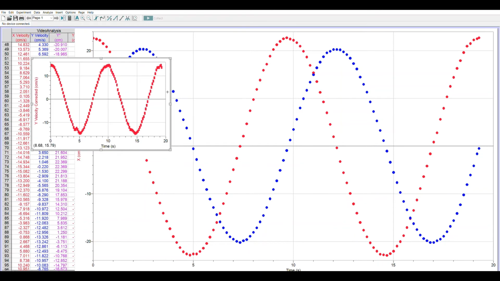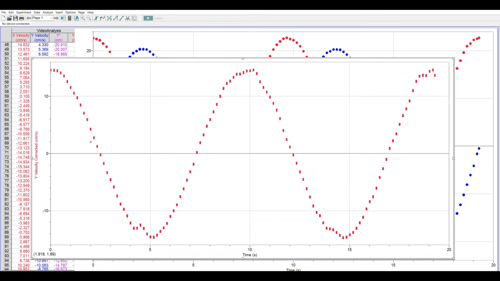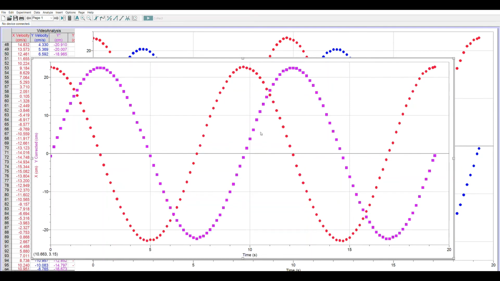So I go insert graph. And when I click on the left, I can tell it to graph the X and the Y corrected. Now when this graph is made, we can see that they have approximately the same amplitudes, which they should.